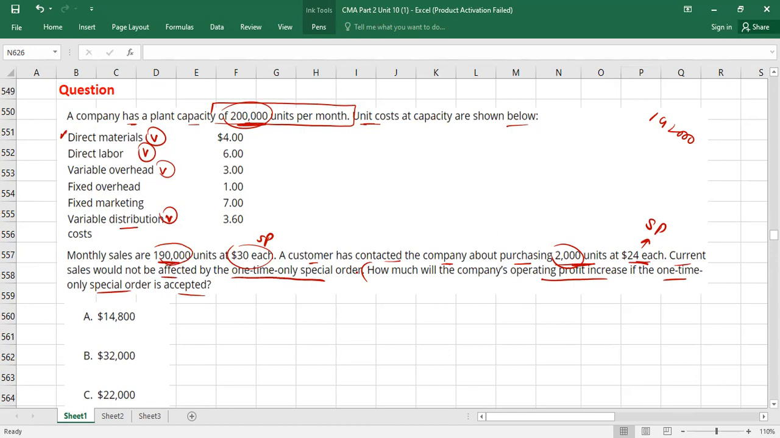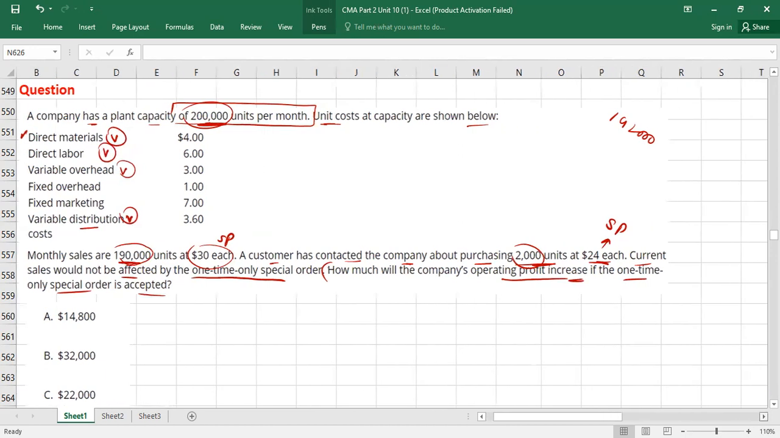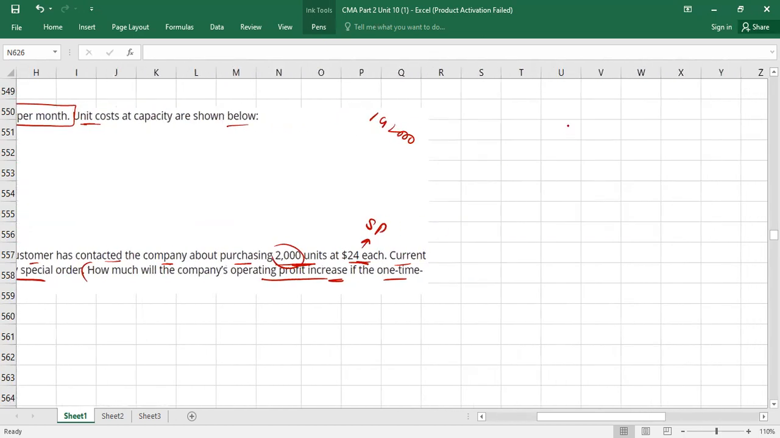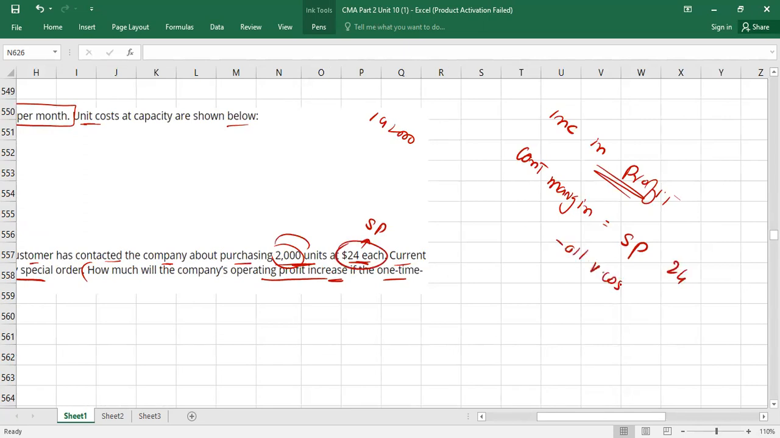Then they are asking how much the company's operating profit will increase if the one-time-only special order is accepted. So guys, the idea is very simple. First of all, you want to calculate the increase in profit, right? So first you will calculate the contribution margin per unit. Contribution margin is always the sale price, which the customer is offering, 24. From there you deduct all variable costs, because fixed costs are irrelevant as no information is provided about fixed cost. So only variable costs are relevant.